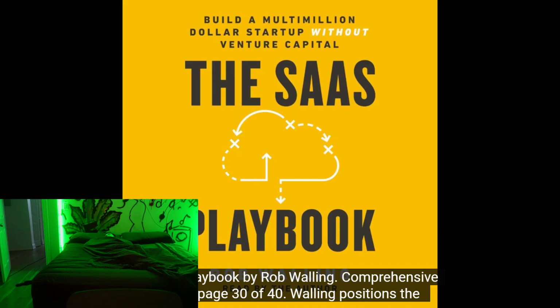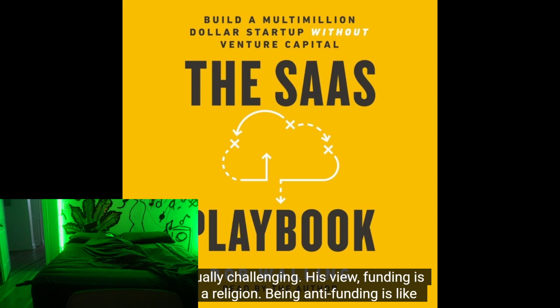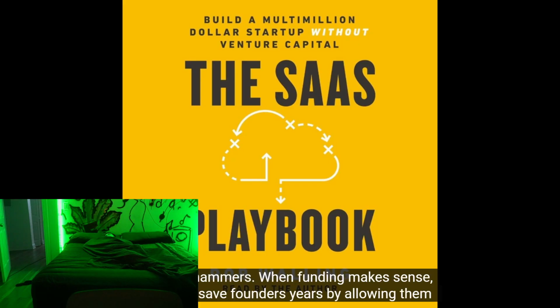The SaaS Playbook by Rob Walling, comprehensive summary, page 30 of 40. Walling positions the funding decision under mindset because the mechanics are simple. The internal struggle is what's actually challenging. His view: funding is a tool, not a religion. Being anti-funding is like being anti-hammers.